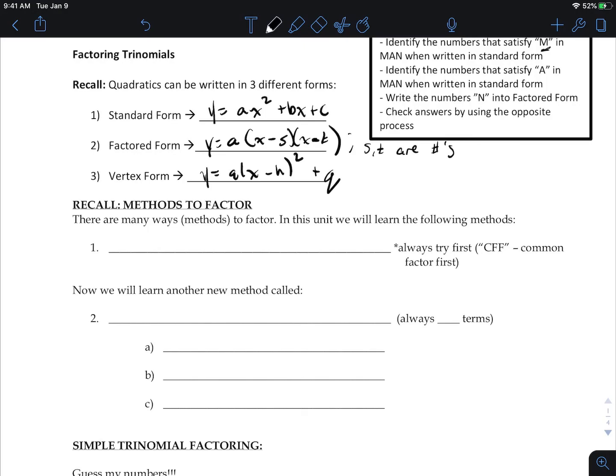Okay. So you're always going to try and factor by finding the greatest common factor, right? We'll call that common factoring. So the greatest common factor, we're always going to start with that, right?